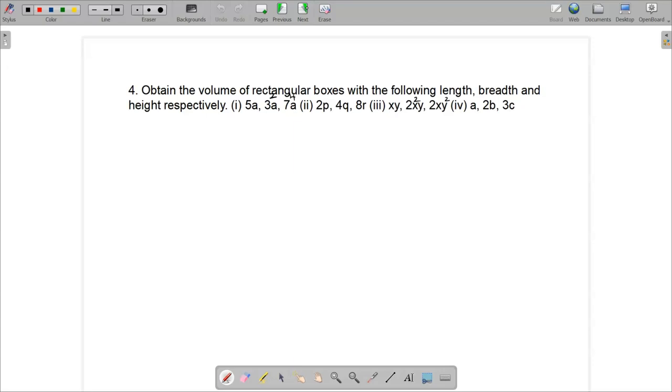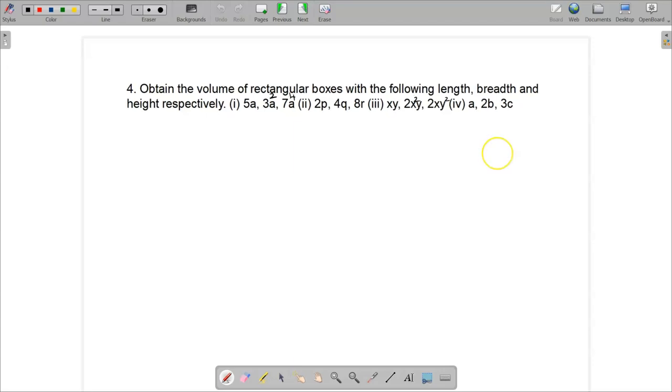So, they have given 4 problems. For that, we have to find out the volume of the rectangular box. Generally, the volume of the rectangular box is given by V is equal to length into breadth into height. So, we need to multiply the length with breadth as well as height. Here, for each and every problem they have given length, breadth and height. Just multiply all the values.